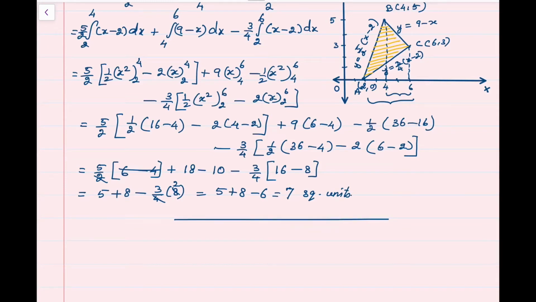We can easily check the answer by calculating the areas using area of the triangle and area of the trapezium. Question 14. Using the method of integration, find the area of the region bounded by the lines 2x + y = 4, 3x - 2y = 6 and x - 3y + 5 = 0.